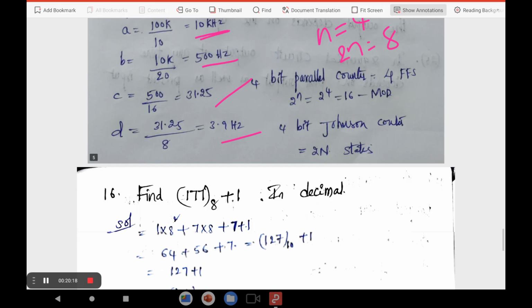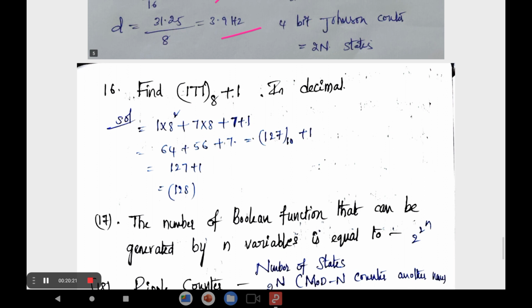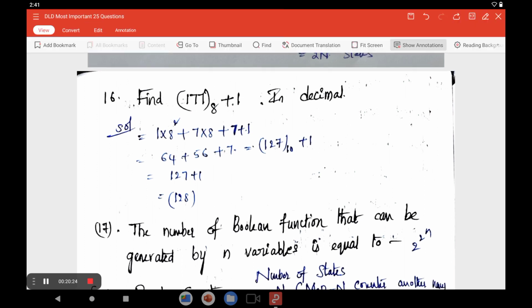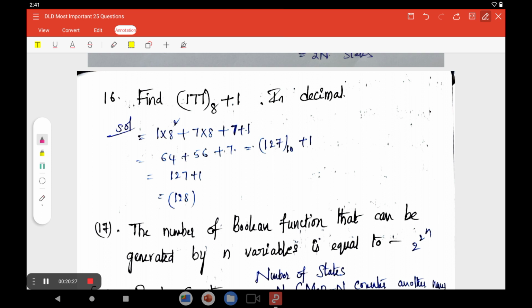Let us move on to the next question. Next question, this is a very easy question, I think. Everyone can answer this question. Find the 177 base 8 plus 1 in decimal. So actually, this 177 is an octal value. This octal number can be converted into decimal format. So you have to follow the procedure: 8 power 0 into 7, 8 power 1 into 7, 8 square into 1. After all the calculation, you will get 128. That is the decimal value, therefore it can be represented in base 10 only.